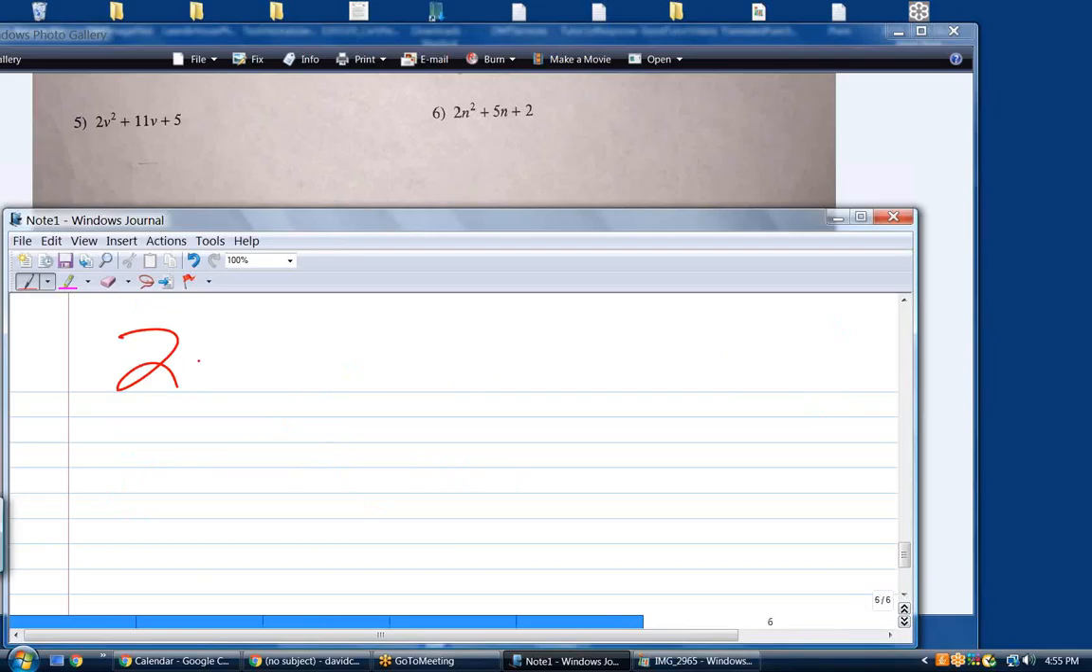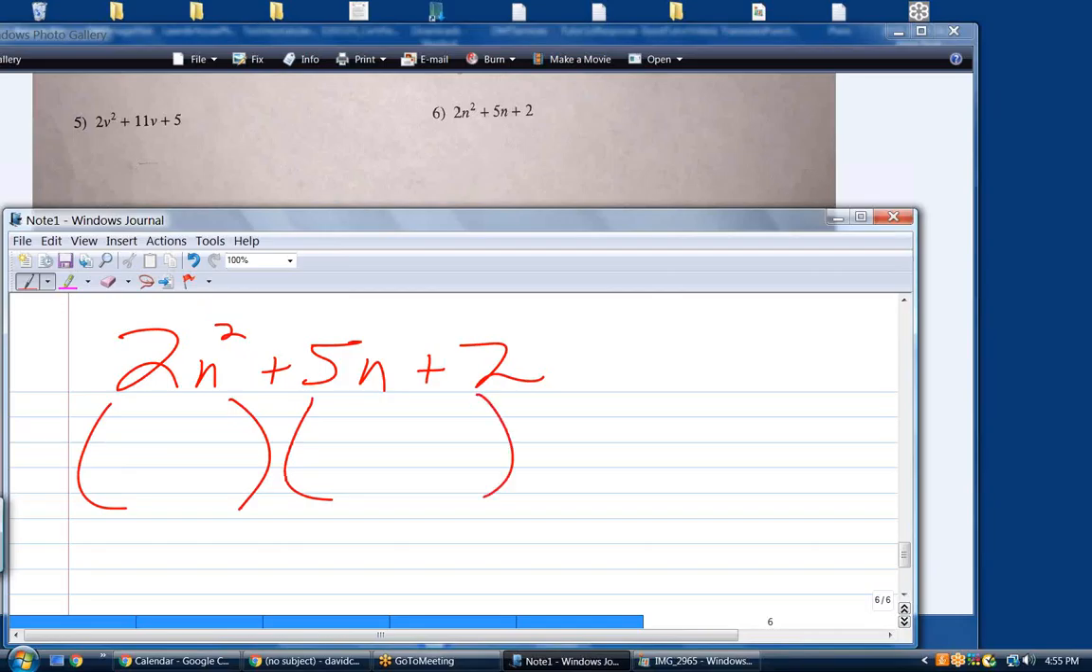Let's do this one. You'll notice that they're a little easier when the signs are not plus minus. When they're both the same, you don't have as many different things to try. And that'd be 2n and n. Okay. Sign, and then sign both positive.